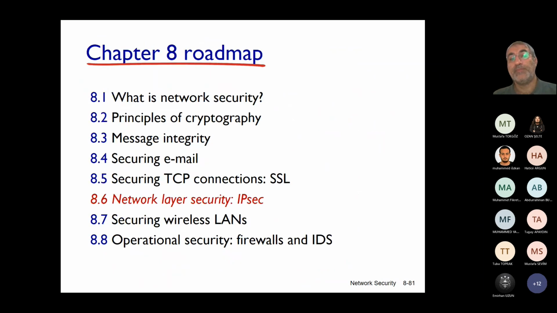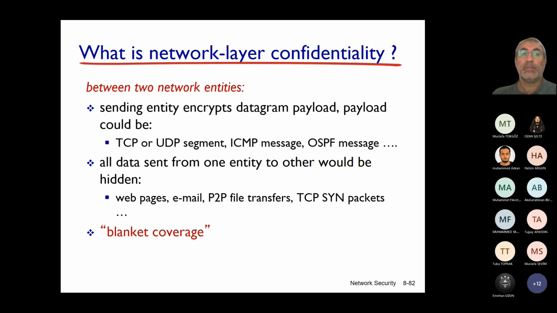All right. That was the second example in terms of application. Another one is called network layer security, in other words, IPsec, IP security. So what's network layer confidentiality? We are trying to establish confidentiality between two network entities. It can be two routers, a client and server, and so on.